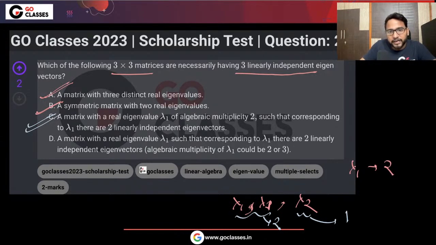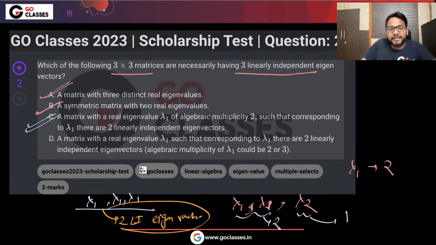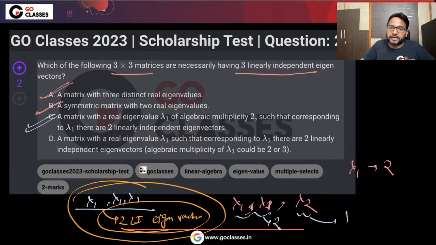Now here they are saying that lambda 1 can be repeating 2 or 3 times, which means it might be the case that lambda 1 is repeating 3 times, so there is no room for other lambdas. Lambda 1 itself is repeating 3 times, and it has just 2 linearly independent eigenvectors. So I don't have any case where I can have 3 linearly independent, because lambda 1 is the only eigenvalue and it has just 2. If it has multiplicity 3, then I will have just 2 linearly independent eigenvectors, not 3. So that's why this is false. Okay, so A, B, C are the correct answers here.